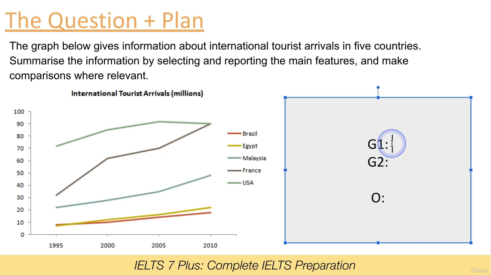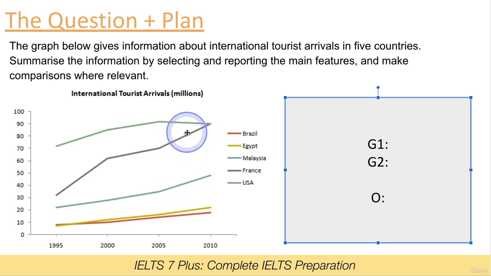So initial thoughts for this here, this is group 1 and the semicolon. So group 1 then, let's have a think. I mean, initially, to me, Malaysia, Egypt and Brazil have a very similar sort of trajectory. They are following the same pattern, so they might work as a group. We could talk about those quite nicely.